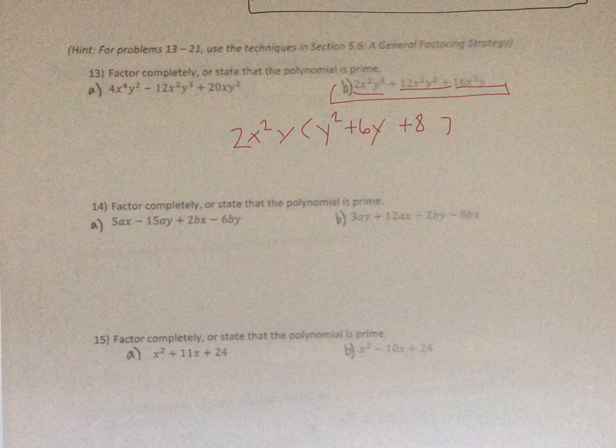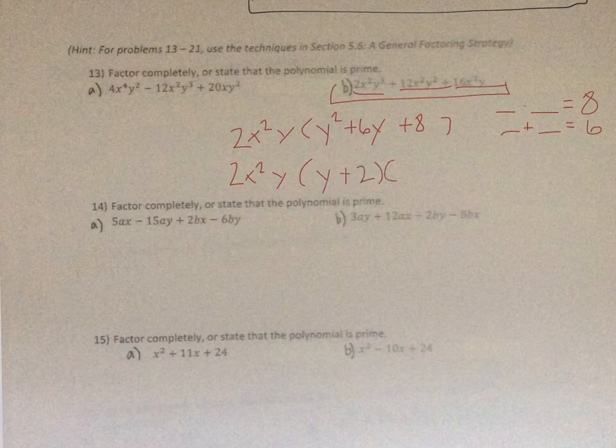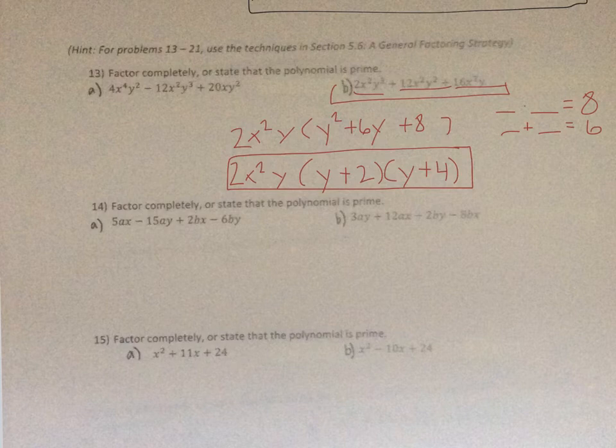So this y squared plus 6y plus 8, we want to try and find the two things that multiply to get to 8 and add to get to 6. So that would be 2 and 4. So y plus 2, y plus 4. And then we officially have the two factors factored. The trinomial, factored.